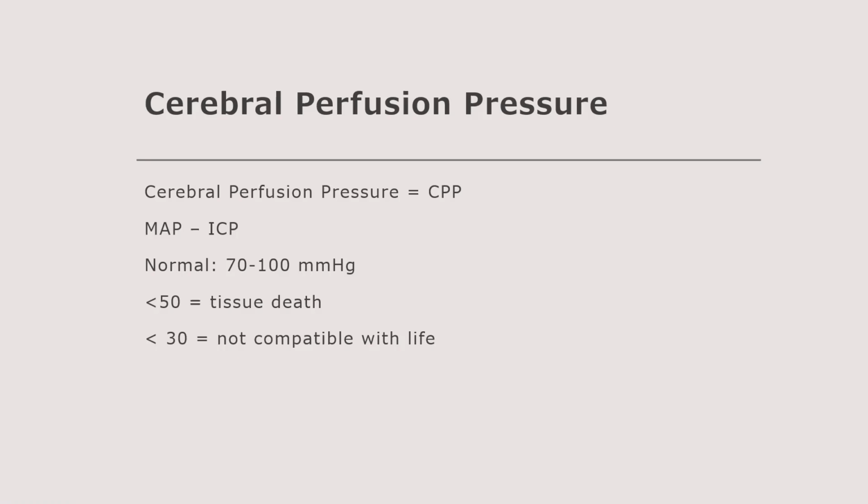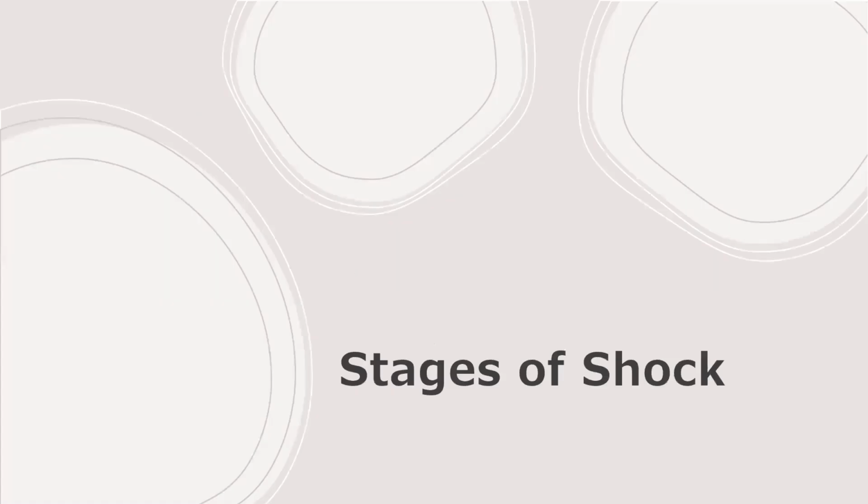Now, there are two key numbers to remember with CPP. One, if it's less than 50, we're talking about tissue necrosis and tissue death. Number two, if it's less than 30, we are talking not compatible with life. So this is how well the brain is being perfused. And the brain is a very important organ when it comes to perfusion.